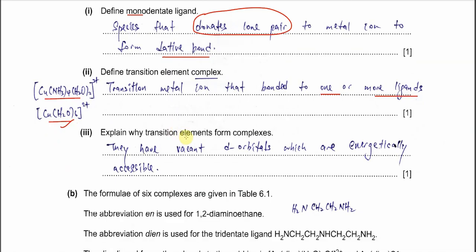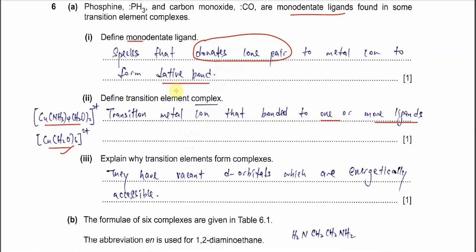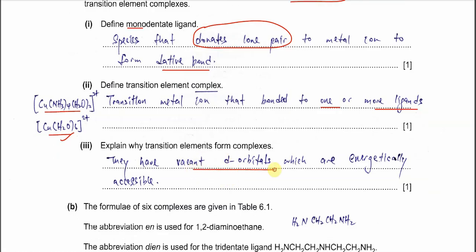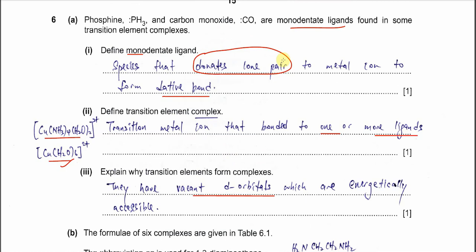Explain why transition elements form complexes. It's actually related to part 1 just now, because it accepts the lone pair from the ligand and forms a dative bond. The place to accept the dative bond is the vacant d orbitals. Actually, it's the hybrid orbitals, but you don't need to know so deep. You just need to remember vacant d orbitals, because they are empty orbitals. Therefore, it can accept the lone pair from the ligand and form the dative bond.